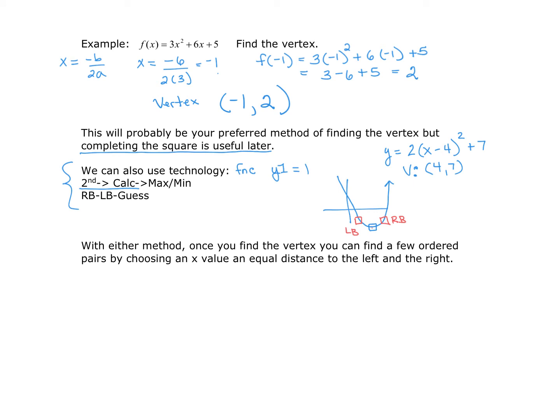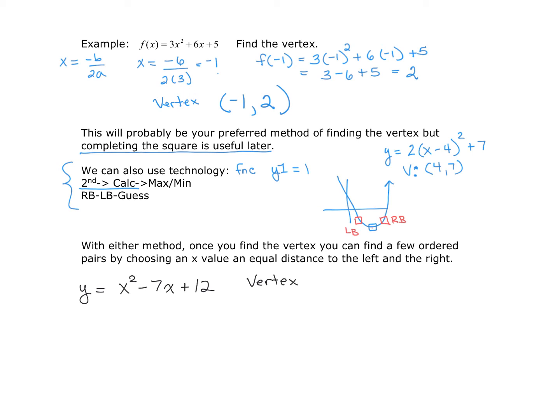No matter how you find the vertex, you can always choose an x value an equal distance to the left and to the right of your vertex, to get a little bit better picture if you're doing it by hand. Here's an example. If I have x squared minus 7x plus 12, I want to find the vertex.